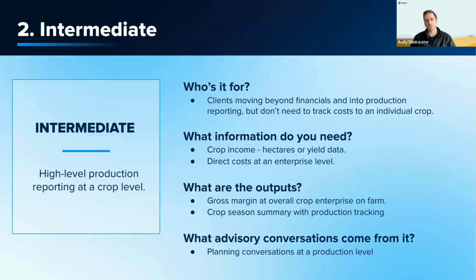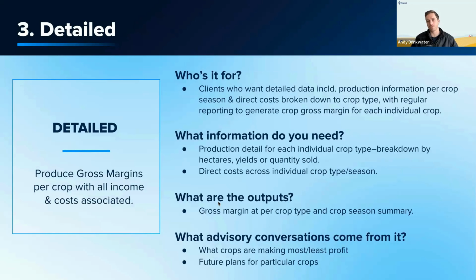And next we move into the intermediate level, and here's where we start to layer in those crucial production metrics. This includes key details like your hectares planted, the yields harvested, or things like your tons sold. And while you're tracking the direct costs at the overall enterprise level, you're now directly linking in those production numbers to the income generated from the farm. So a step up on top of that basic level.